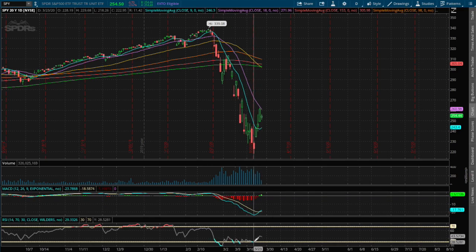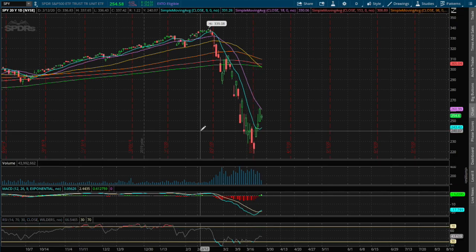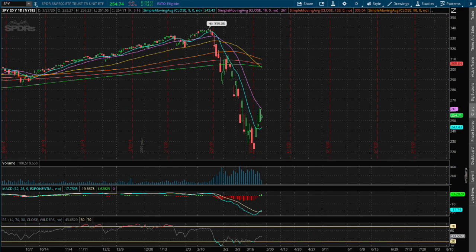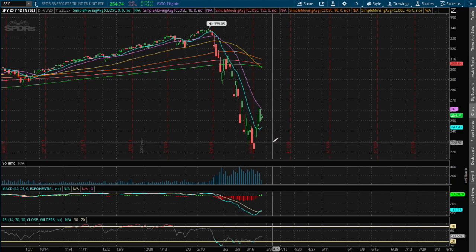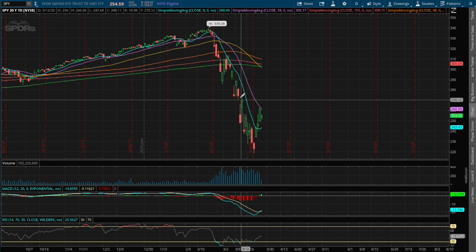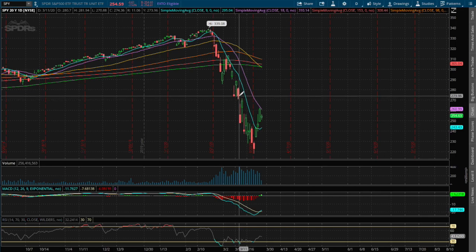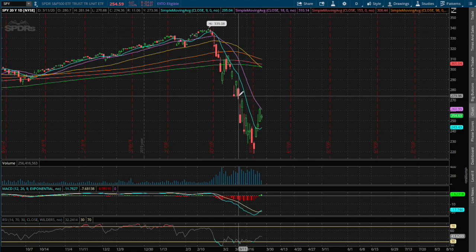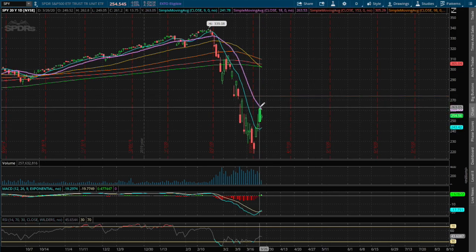We're no longer oversold on the daily RSI, and at the moment we are encountering resistance on the 18-day moving average, this purple line at the moment. And that resistance is at $262. And if we do manage to break that resistance, the next resistance will be where we made a gap down between March 11th and March 12th. And that resistance is around $273, if we do manage to make higher highs above the 18-day moving average.